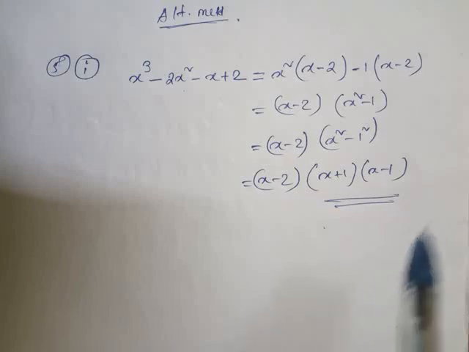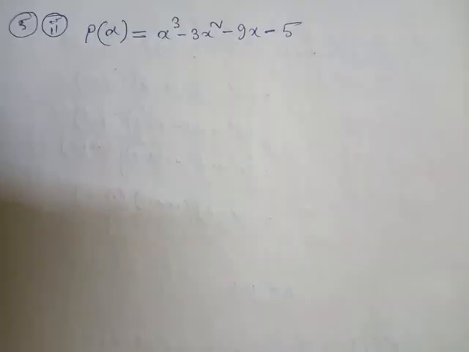Look student, this is the 5 Roman 2 question, and px equals x cube minus 3x square minus 9x minus 5. This is the given question. Now look how to solve this one. Student, this question I cannot take in the easy way, as just now I have shown you in question number 1.